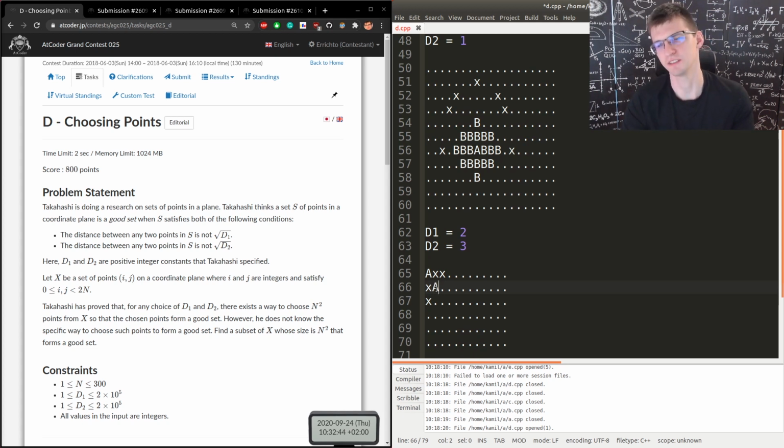Should I take this? Oh, wait. Those two are forbidden and those two are forbidden. And this one, because this one is at distance 2, square root of 2. No, I'm stupid. 2 only forbids this cell.